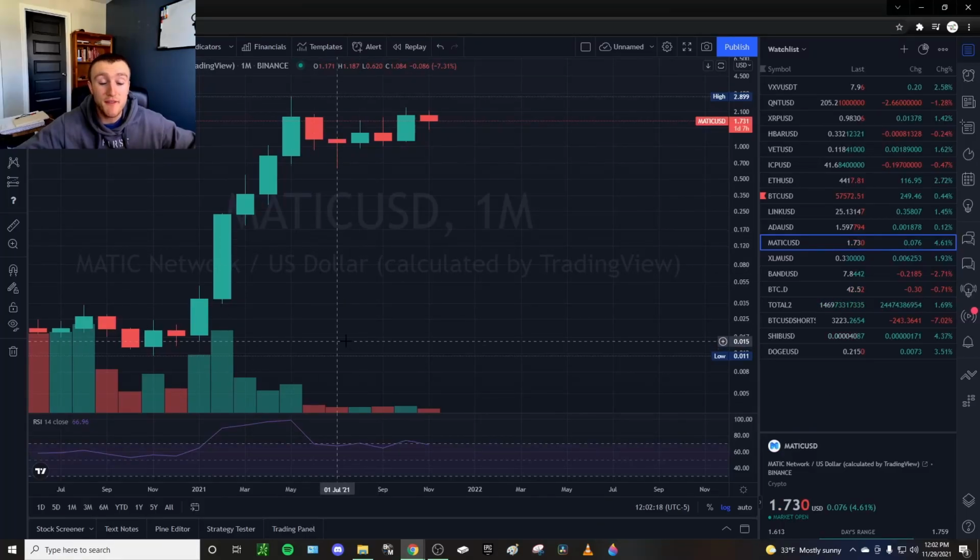Now we're starting on the monthly, and the first thing that I don't like is that we have just decreasing volume. The volume is stagnant. We're kind of building up. We're going to either break to the downside or break to the upside. Anything can happen here with Matic.